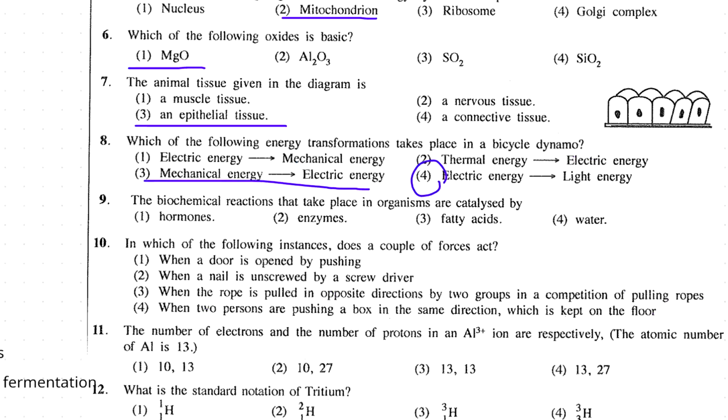Why the fourth one? When I was doing the lesson, I told you that in a bicycle dynamo, yes, electric energy is produced.